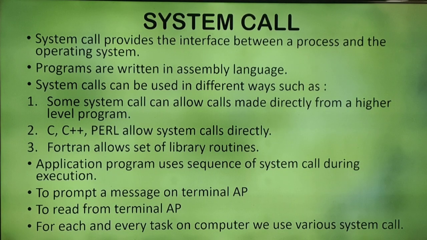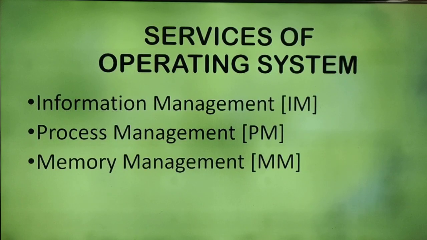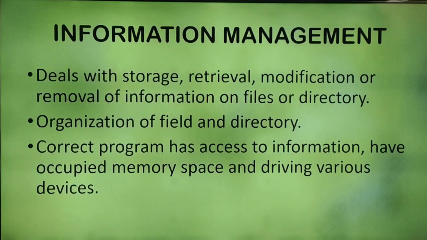So here we come to our next topic. The operating system divides its services or calls into three main areas: information management, that is IM, process management, PM, and memory management, that is MM. All these work in coordination with each other to carry out different tasks. So let's look at each area and its system calls.